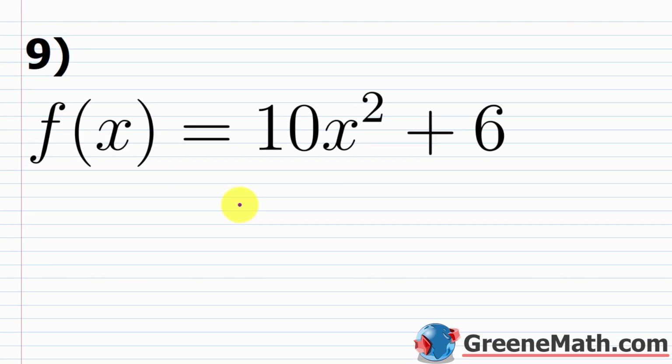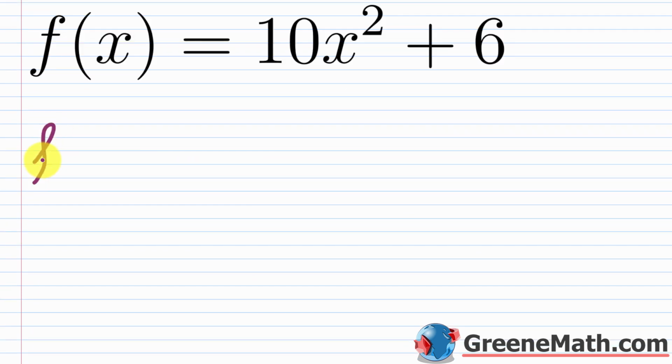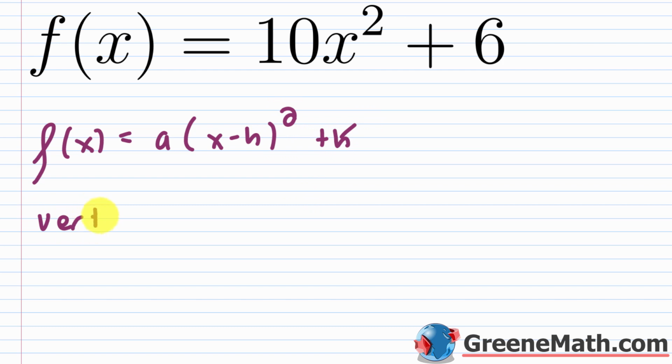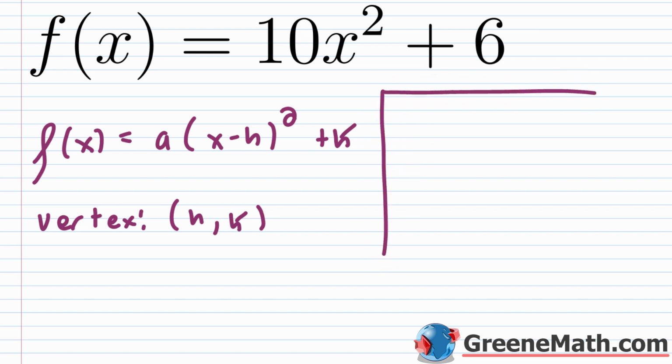All right, for problem 9, we have f of x equals 10x squared plus 6. So once again, we want f of x is equal to a times the quantity x minus h squared plus k. So that's the vertex form. And then we want the vertex, which is going to occur at h, k. Let's make that h better here. Let me put a little border. And what's our a in this case?